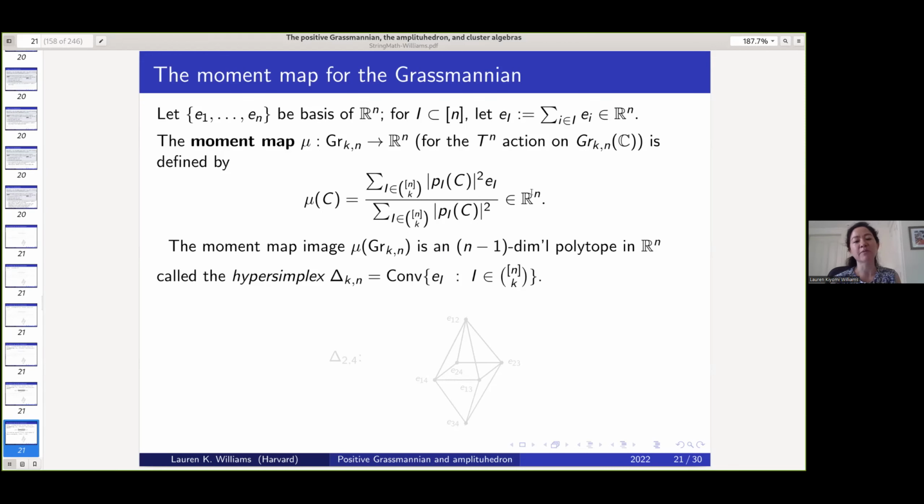If one looks at the moment map image of the whole Grassmannian, you get an n-1 dimensional polytope in Rn, which is called the hypersimplex delta k,n. This is the convex hull of all of the E sub I's, where I is a k element subset of 1 through n. So if we draw delta 2,4, this is a 3-dimensional polytope in R4, and it just has the combinatorics of an octahedron. So the vertices are all 0, 1 vectors where exactly 2 of the 4 coordinates are ones.